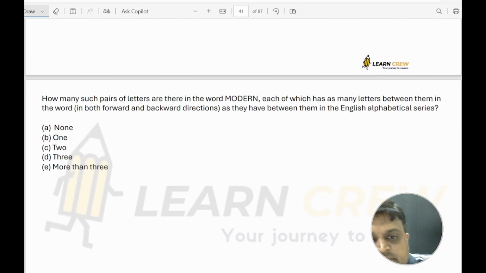Next, how many such pairs of letters are there in the word MODERN, each of which has as many letters between them in the word as they have between them in the English alphabetical series? Between D and E you don't have any letter, here also none. Is there any other? Between O and R, P and Q are there, and here 2 are there. So one is OR, the other is DE. So there are 2 pairs.